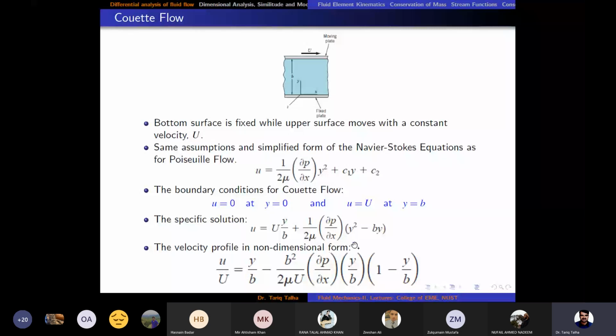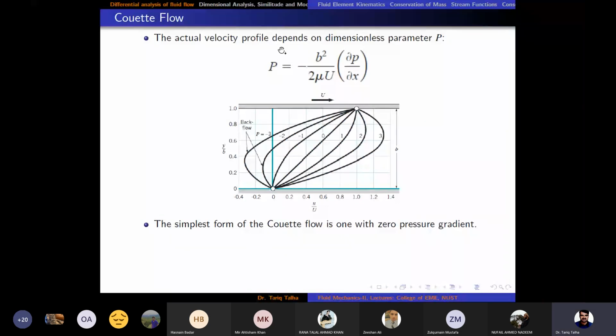So this parameter, b square upon 2 mu U into partial p by partial x, determines what the velocity profile is here. The simplest case is when this parameter is zero, when there is no pressure gradient between the plates. It means that the flow is only happening due to the motion of the upper plate, with no pressure drop between these two plates. So that is the simplest case. This parameter defines what the profile would be.